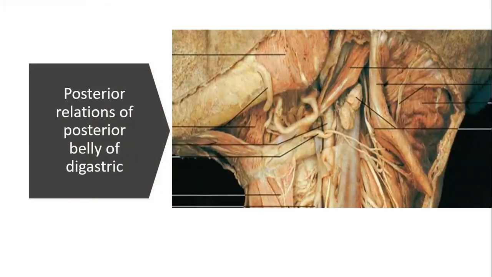So, where is the posterior belly of the digastric? That one. That's your posterior belly of the digastric. So, what is underneath it? One, you can see that. And what's that? That is none other than your hypoglossal nerve. Okay, that's your hypoglossal nerve there. So that is one important relation to the posterior belly of the digastric.